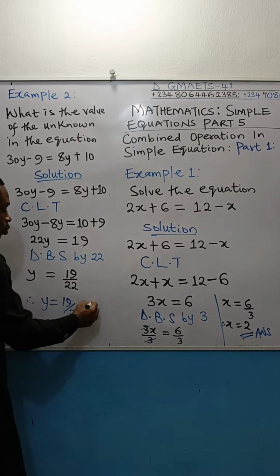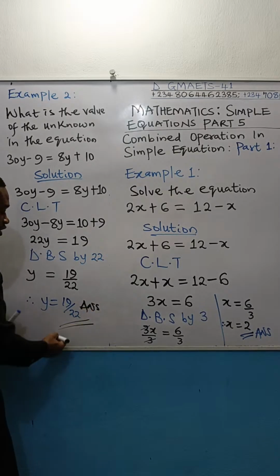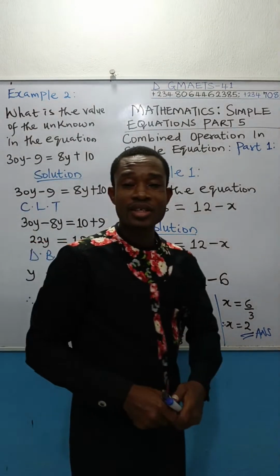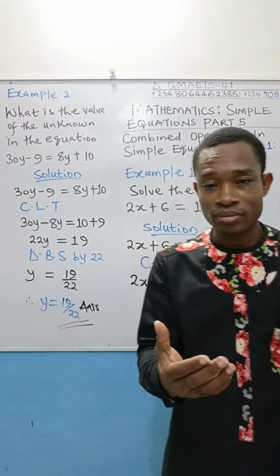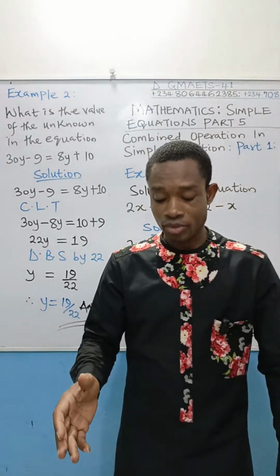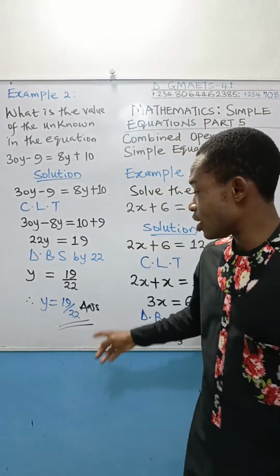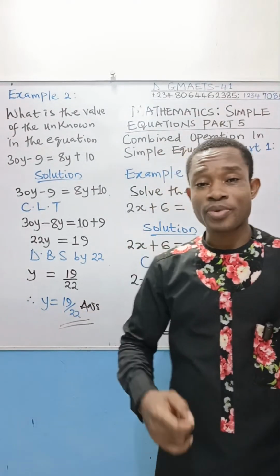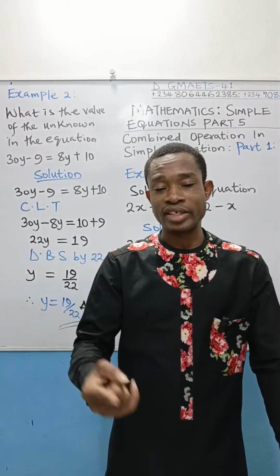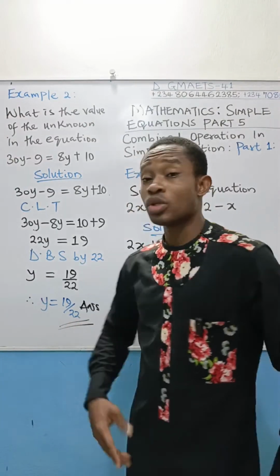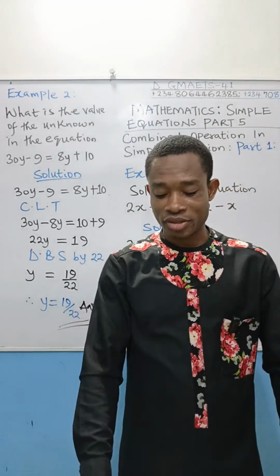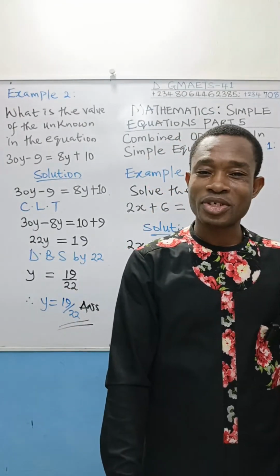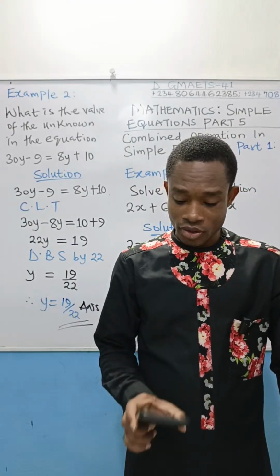Why is it that this is the answer, 19 over 22? Because 19 and 22, there is nothing that can divide both of them. No common number can divide both of them. 19 is a prime number. Only 19 can divide 19, and 19 cannot divide 22. So you leave your answer like this. This is an improper fraction. Don't worry, I'm still going to teach you fractions fully.